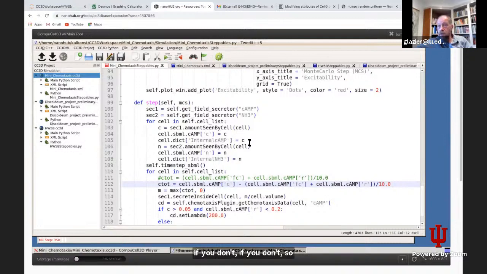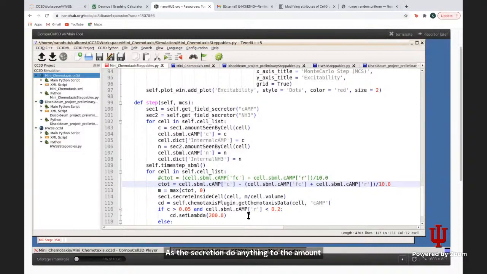So what do you do when you do the secretion? You do a secrete inside cell M, M equals max C tot. But you don't actually change C tot, because the amount you're secreting that you're thinking of is the cell dot SBML dot cyclic AMP FC plus. The amount you're secreting, where do you update? Do you ever update the amount of the chemical concentration inside the cell? Does the secretion do anything to the amount inside the cell?